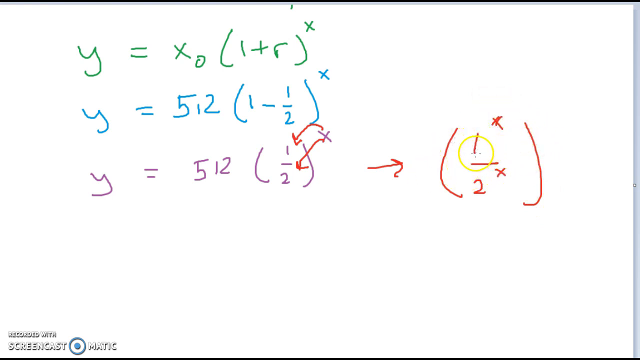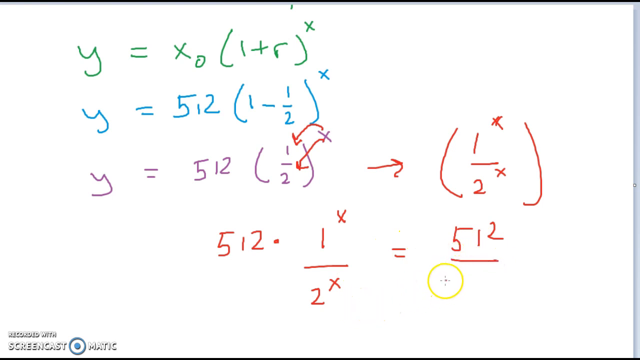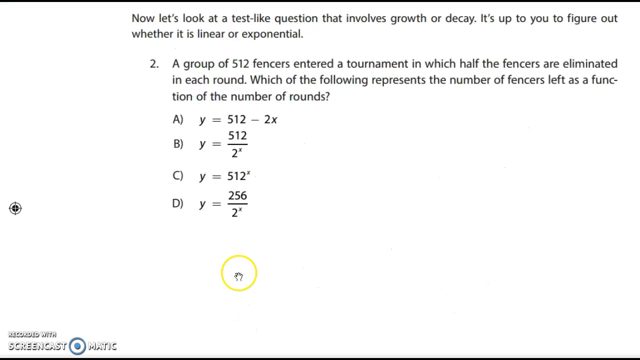Okay, well, then think about this. What's 1 to the x? Well, 1 to any power is always just going to be 1. So we really basically have 512 times 1 to the x over 2 to the x. Again, 1 to anything is always going to be just 1. So it basically works out to being 512 times 1 and then over 2 to the x. Now, that's basically all that we can do, is say that that would be our result. And of course, that would have to be answer choice B.